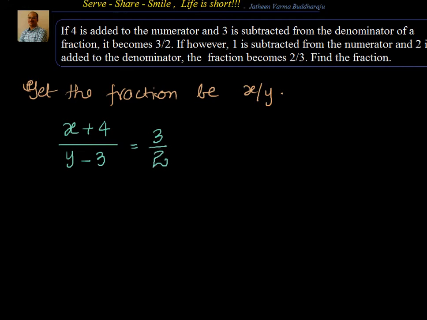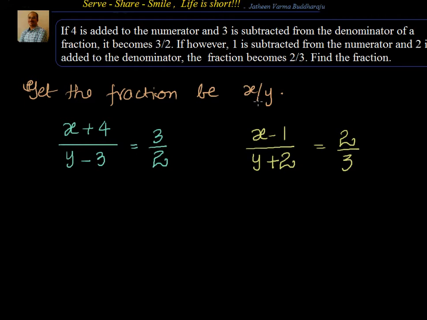Let's put the second equation. If however 1 is subtracted from the numerator, that means x minus 1, divided by 2 added to the denominator, that means y plus 2. The fraction becomes 2 by 3. If you are able to understand this, then we are done, because we will get two equations and we will solve them easily.